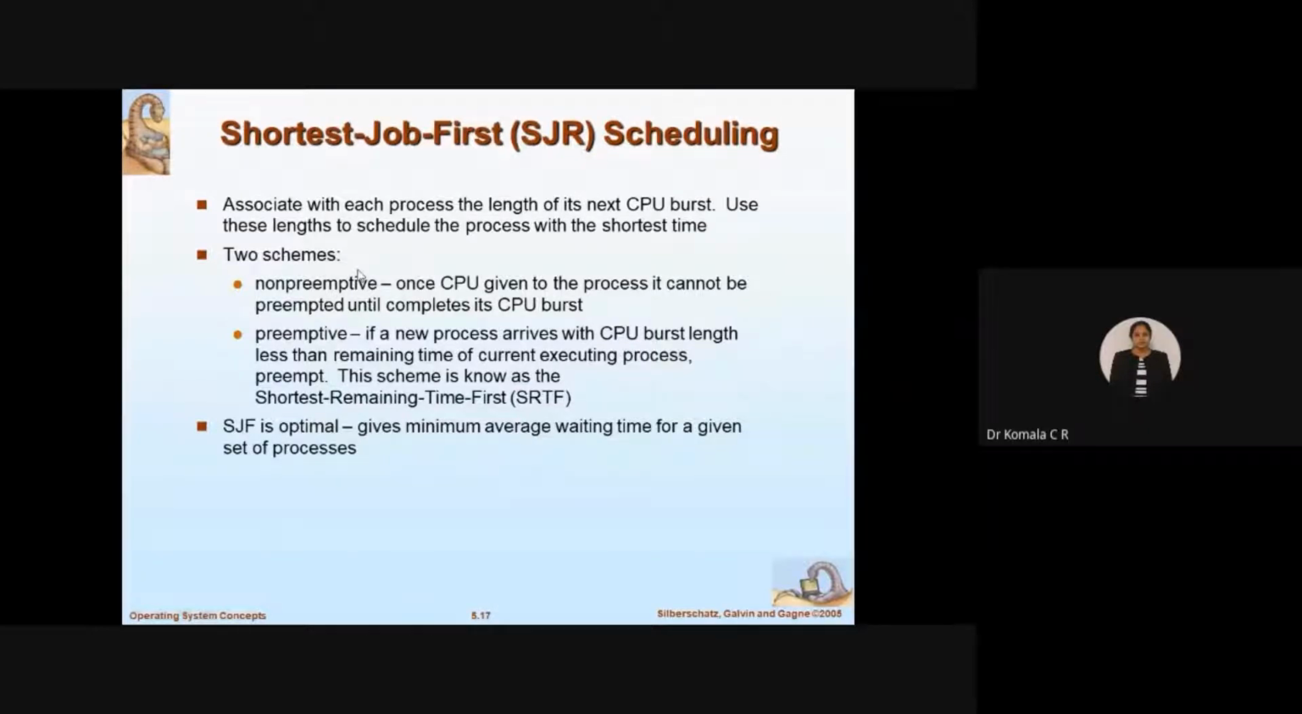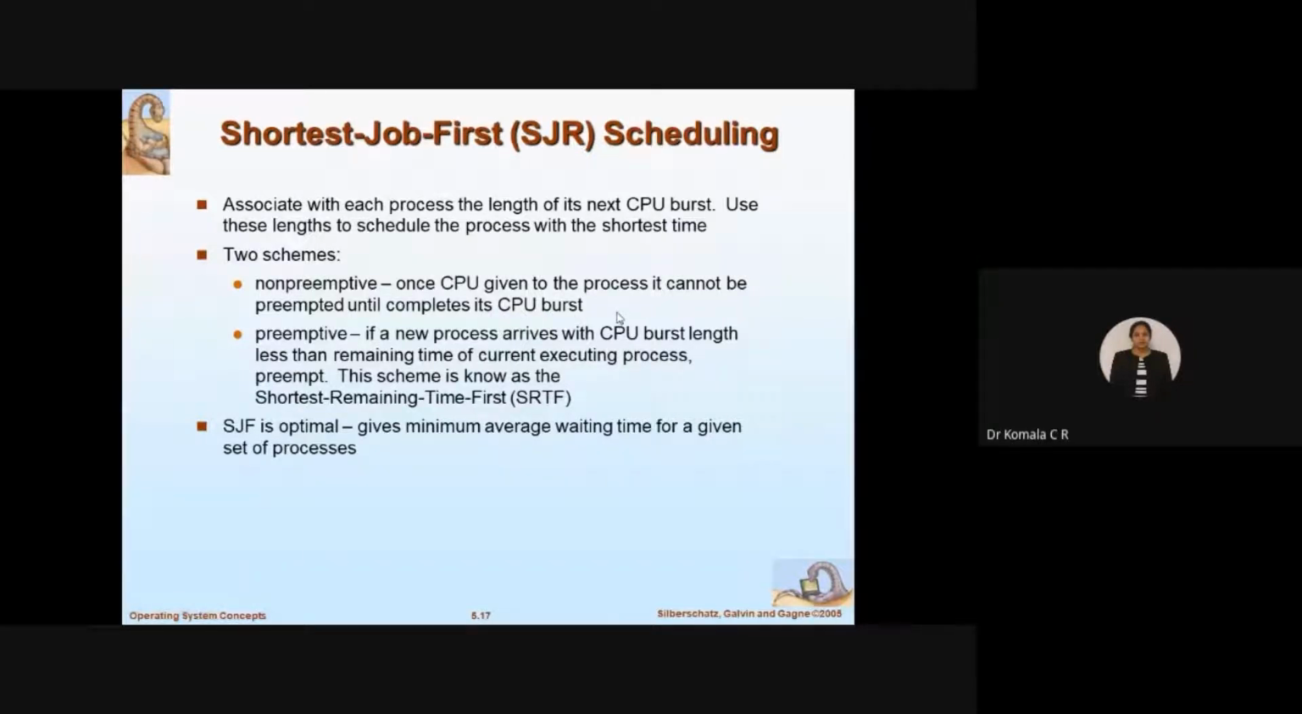So I can go for two schemes again, non-preemptive and preemptive. Non-preemptive means I will not postpone in between. Preemptive means if there is any other emergent job, I will preempt, I will postpone it. Let us discuss with an example in the next slide. First, let us understand the difference between these two with respect to SJF. Once the CPU is given to the process, it cannot be preempted until it completes its CPU burst.